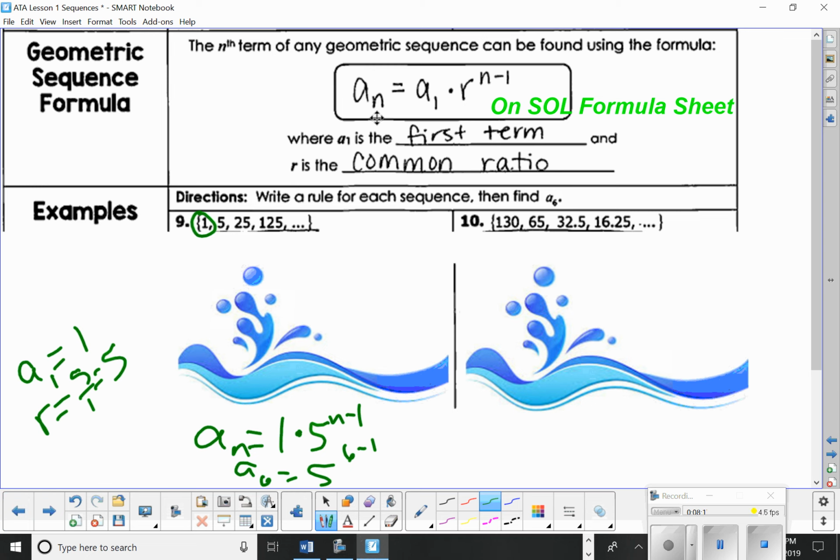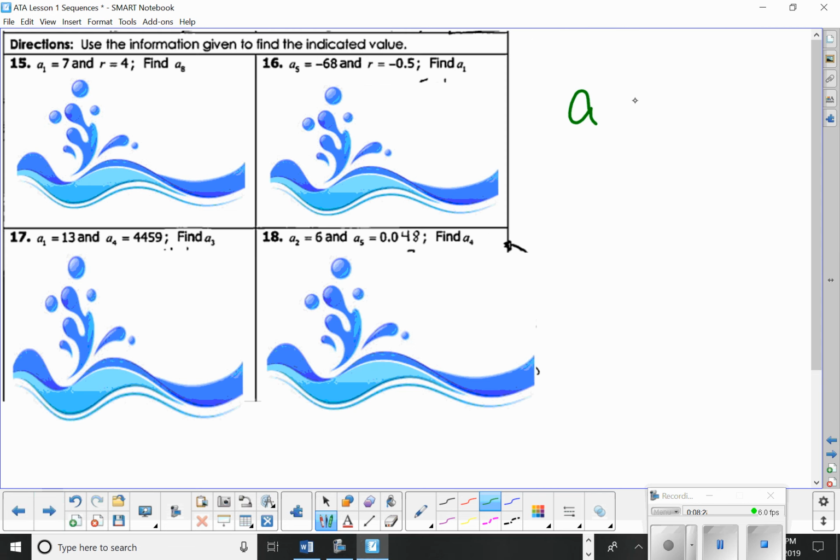Remember, you're given a sub n is equal to a sub 1 times r to the n minus 1. So if I give you a sub n, negative 68, I don't know a sub 1. I know r is negative 0.5, and I know that n is 5, so it's 5 minus 1. I can go through now and simply solve for a sub 1. You're still given 2 of the 4 pieces of information.